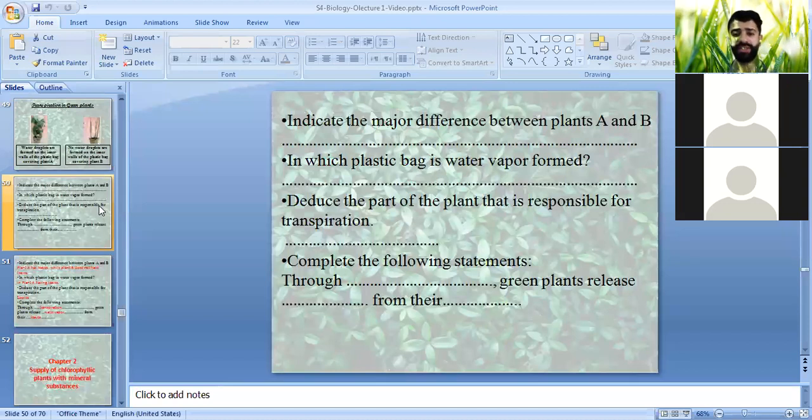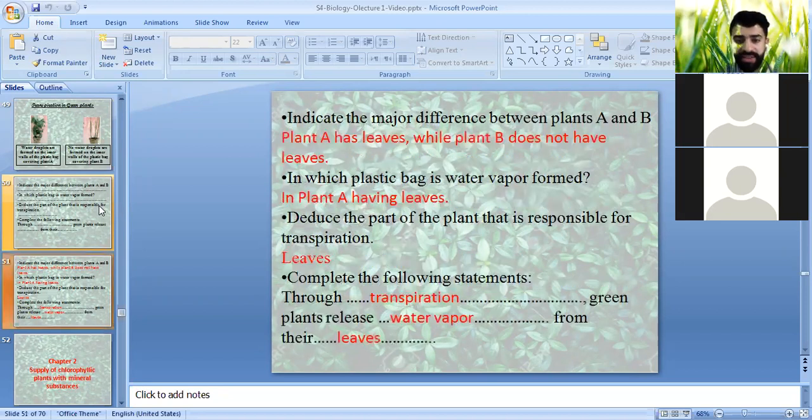So the variable or the part is the leaves. To complete the following statement: through the process of transpiration, green plants release water vapor from their leaves. This is our aim in this experiment, to determine which organ. So the leaves are responsible for the process of transpiration.